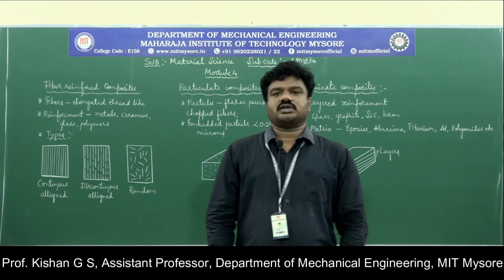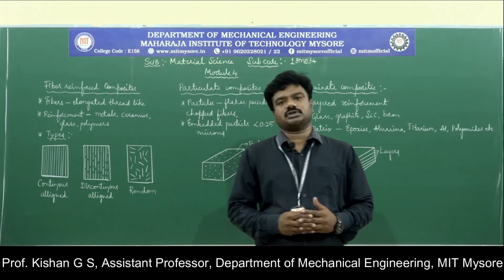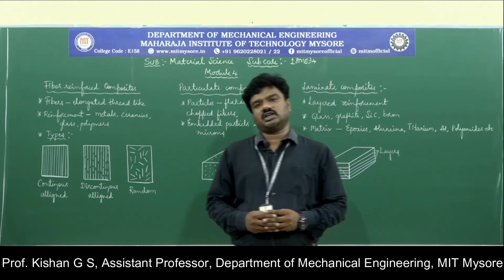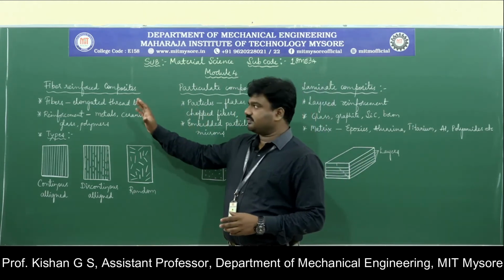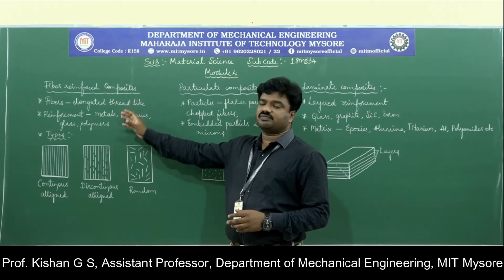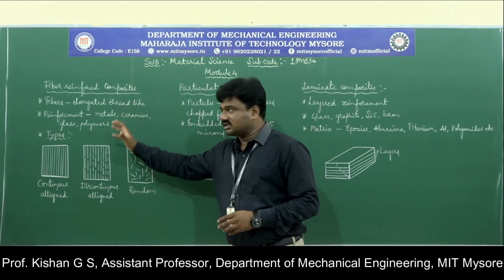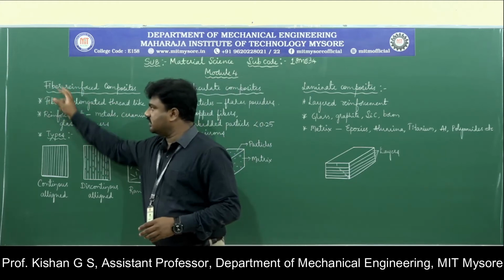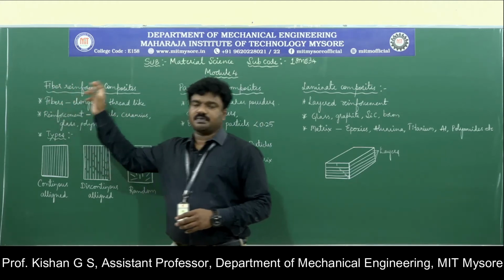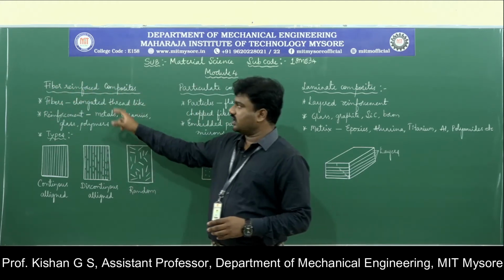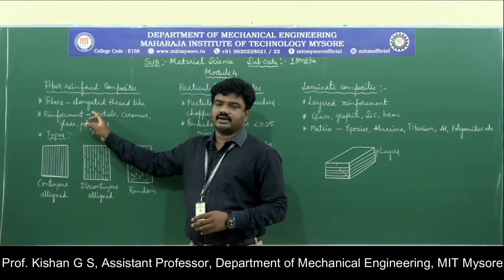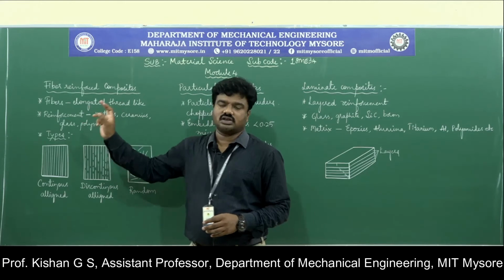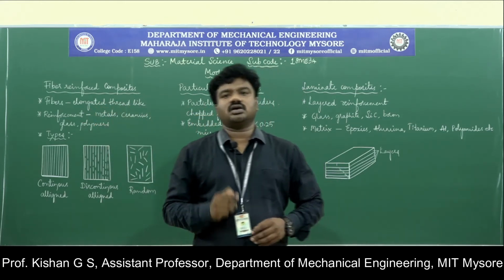Now let us take the second category of classification of composite material, based on the reinforcement. As we know, we have three types. We will take one at a time. The first one being fiber reinforced composites. As the name itself suggests, fiber, in this type of composite materials the nature of reinforcement should be an elongated thread-like structure, or in the form of a thread or the fiber.